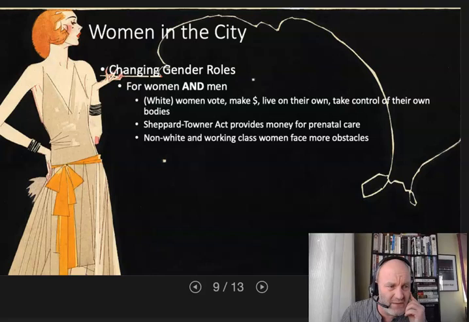Well, now women can vote, which is new. They can make money, right, which we saw all the way back to the Lowell system, but now they can also make money in non-exploitative industries. They can live on their own or live with other women in boarding houses. They can take control of their own bodies with birth control. So this is a major shift in gender roles in the sense that women aren't subservient and tied to the home anymore. That's a big change in gender roles.